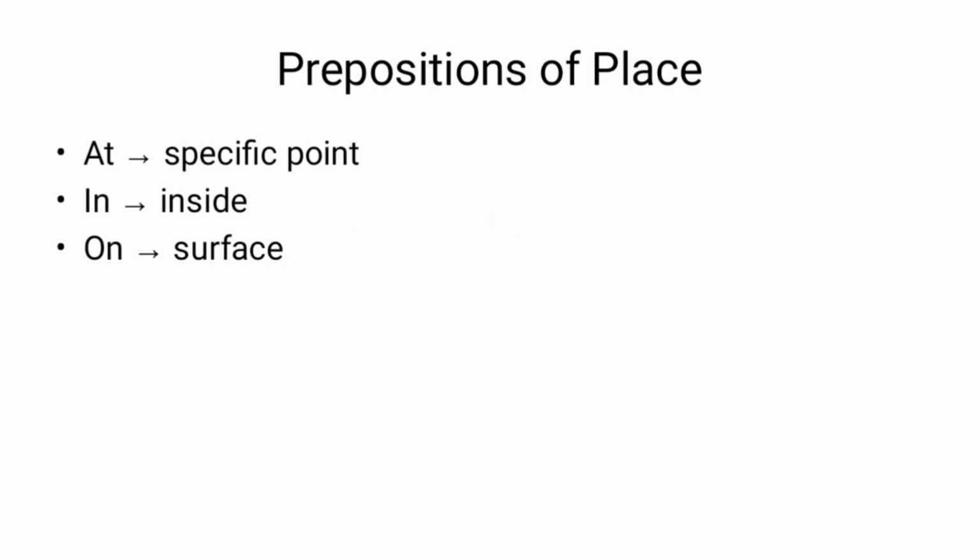And the second type is prepositions of place. The prepositions of place show where something happens, or simply we say these prepositions indicate location or position. Common prepositions of place are at, in and on. So students, here the preposition at indicates a specific point or location. The preposition in indicates something is inside or within a space. And the third one is preposition on. On indicates that something is on the surface.